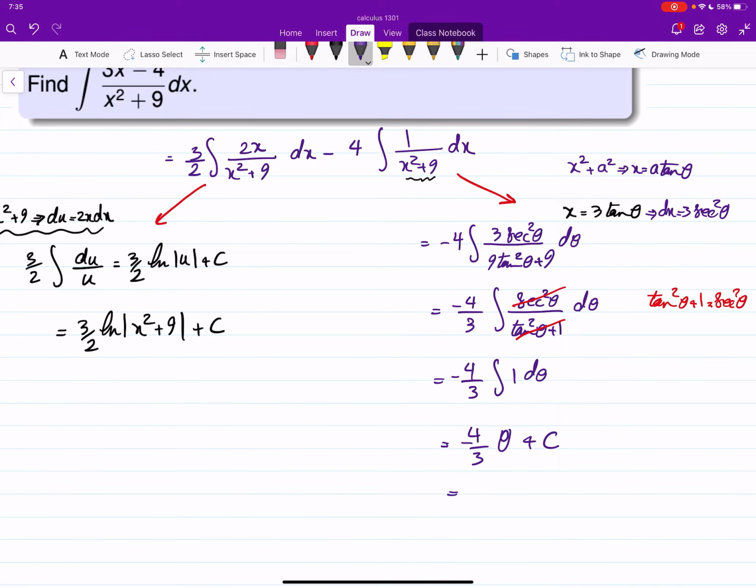Theta was already chosen here, yes. So x over 3 is tan theta, so theta is going to be tan inverse of x over 3. Maybe I should put this a little bit lower down so that you notice later when you look at the notes that we did this. So that will give me -4 over 3 tan inverse of x over 3 plus c.